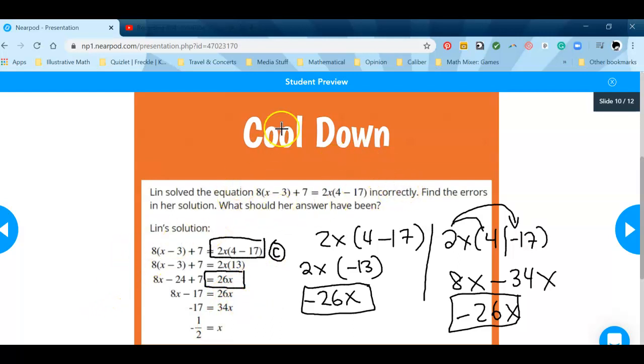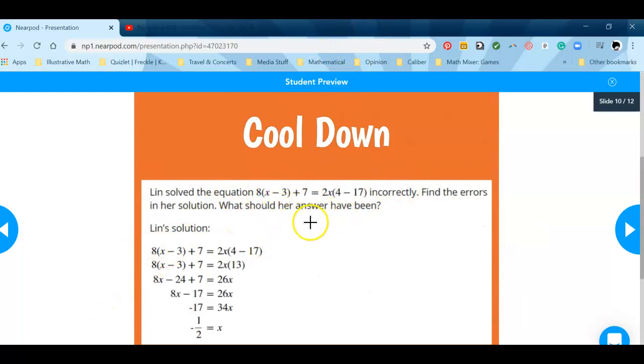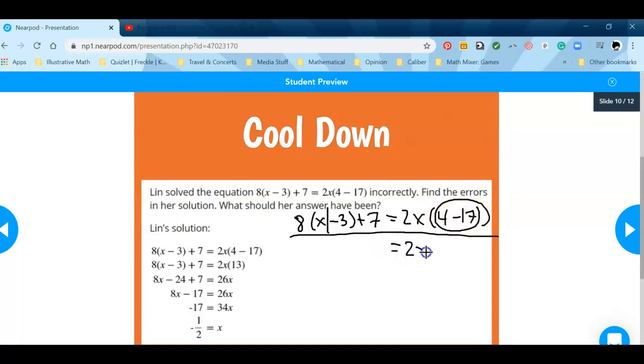Let's go ahead and put the correct answer in there, though. So let's go here. We'll go 8 times the quantity of x minus 3 plus 7 equals 2x times the quantity of 4 minus 17. All right, so we're going to apply distributive property here. On this one, though, I'm not really going to apply distributive property on the right side. So I'm just going to combine these like terms here. So first, let's combine these like terms. So equals 2x, and that's going to be times negative 13.